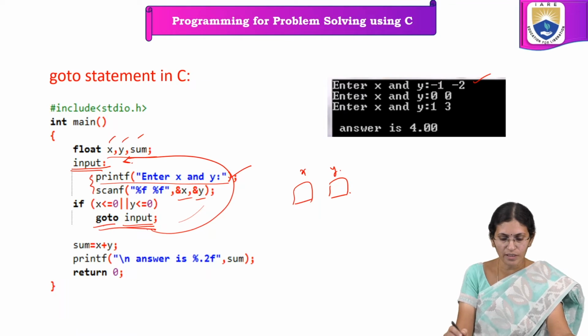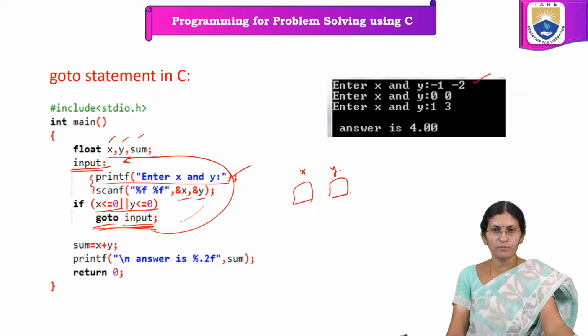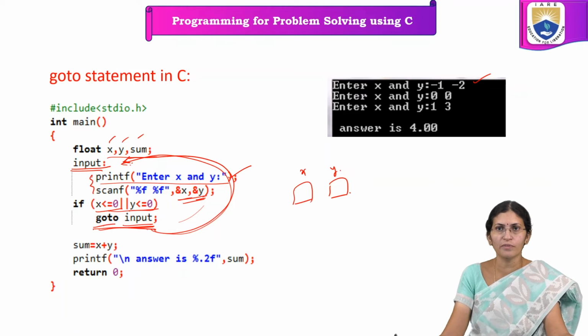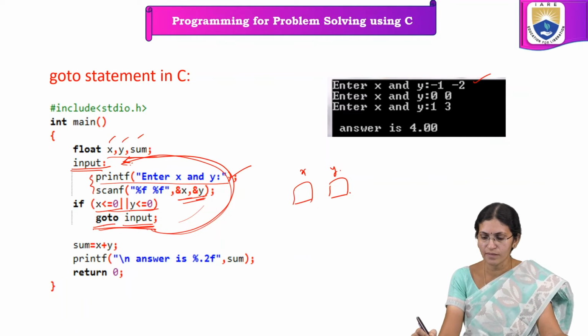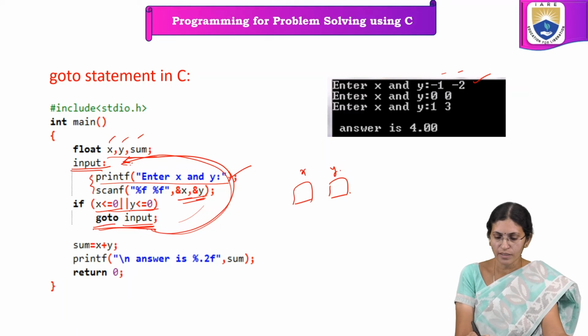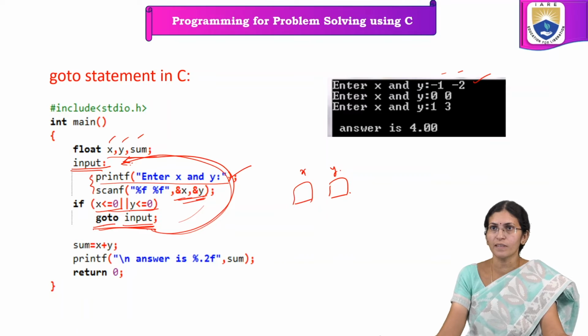So if the user is entering a value less than or equal to 0, this condition becomes true, then this goto statement is executed and control is again transferred here. Again, the values of x and y are read from the user. So you can see the execution here. If the x and y values entered are -1 and -2, then control is again transferred here. Again, it will prompt the user to enter the values of x and y.